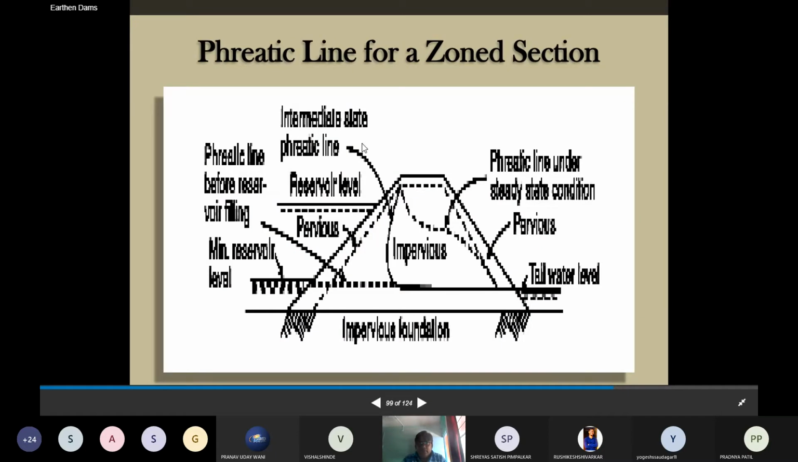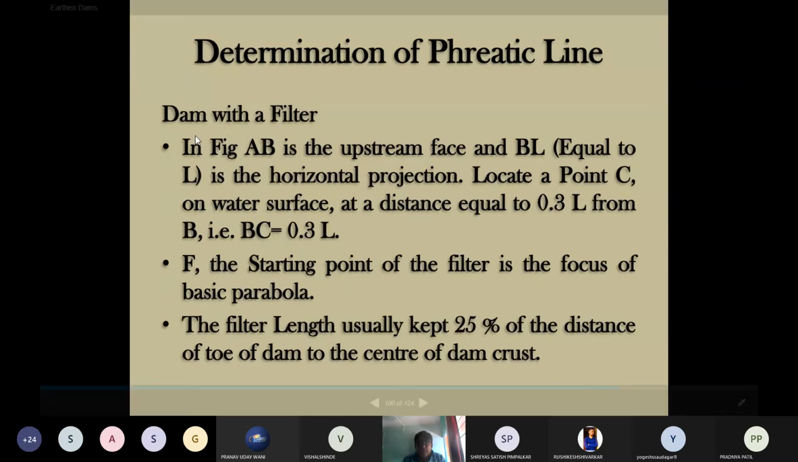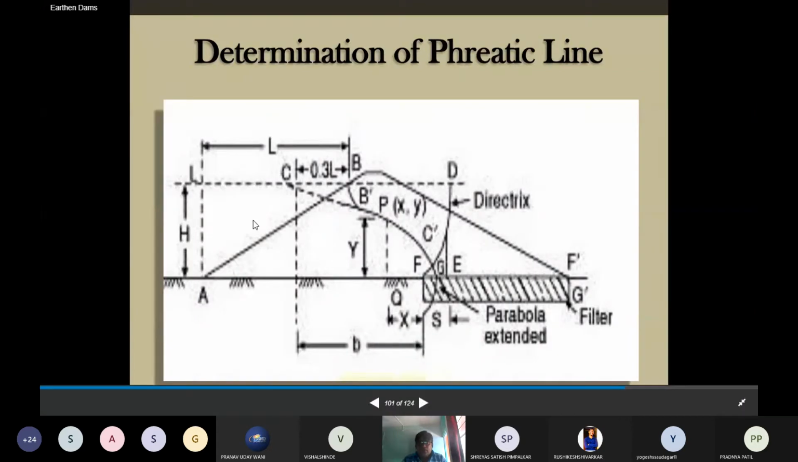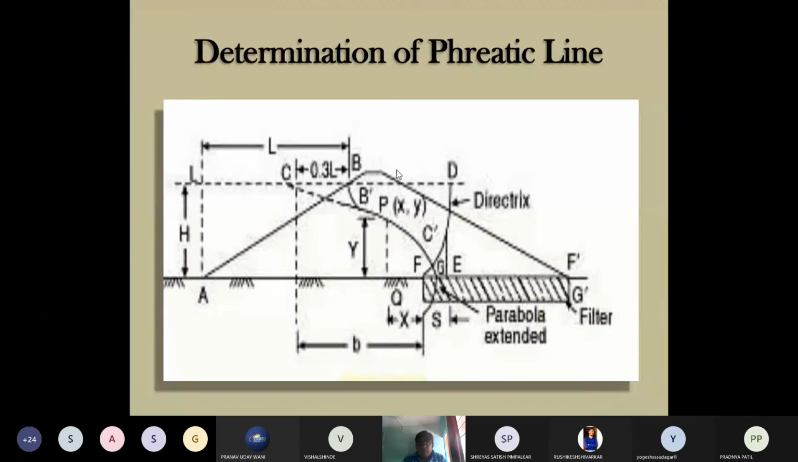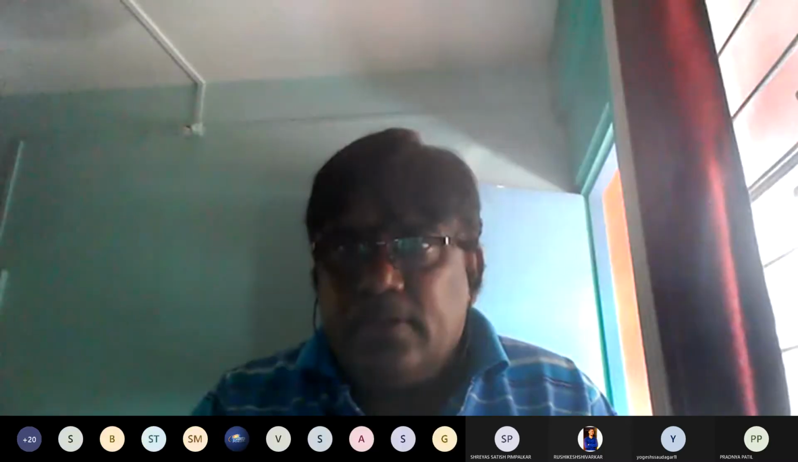So see, this is a diagram, a blurred diagram, so you couldn't understand. Okay, we'll go to the dam with a filter. First of all I want to show you the diagram. So all of you draw this diagram, if it is possible. This is the diagram for determination of the phreatic line. Or I will go with the other exercise so that you can understand it, and immediately note down how to draw the phreatic line. I will go with this another part.